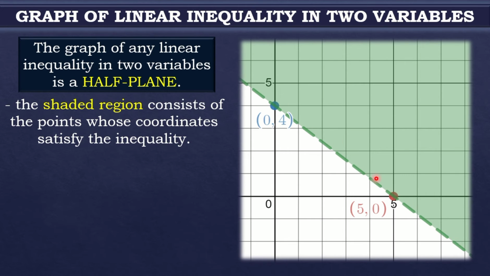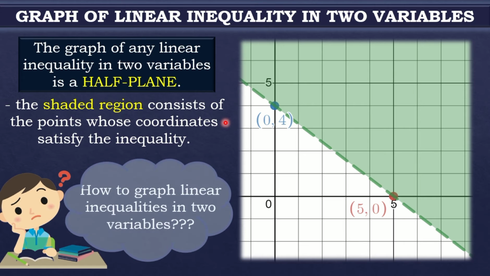So, kapag ang boundary line natin ay broken line, then itong mga points na nasa line mo is not part of the solution. So, example, si 0, 4 at si 5, 0, hindi siya kasama sa solution, only the shaded part. Okay, so paano malalaman na yung points mo dun sa boundary line mo ay kasama at hindi? If it's broken, hindi siya kasama. It's not included. If it's a solid line, then it is included. Okay? Now, the question is how to graph linear inequalities in two variables.